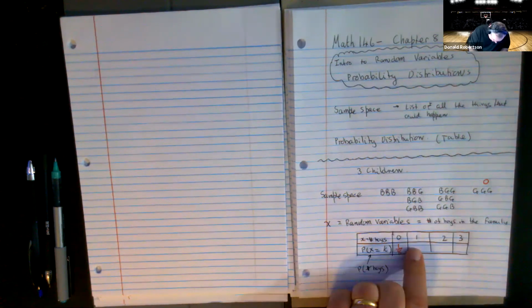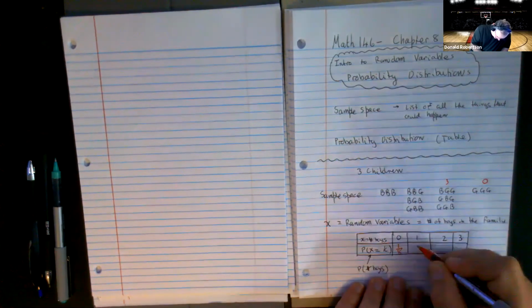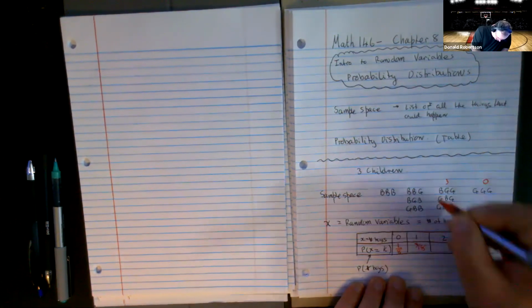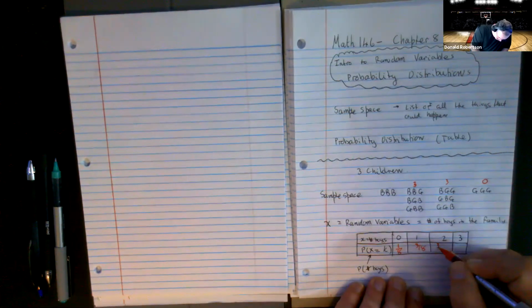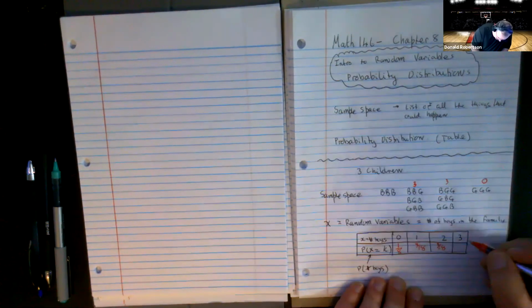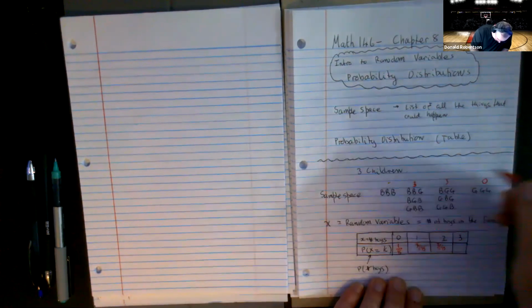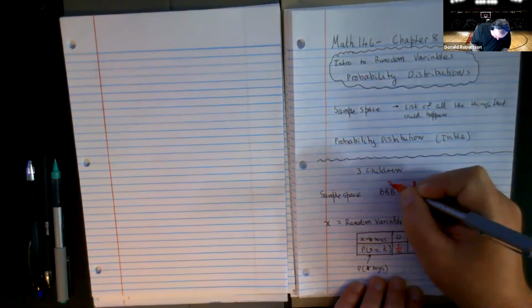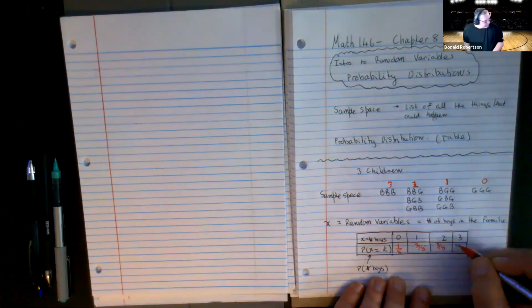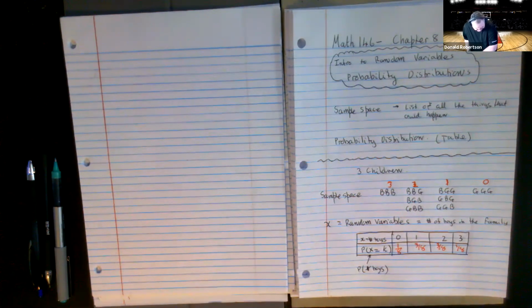Now, if you're looking at 1 boy, it can happen 3 ways. And if you want 2 boys, it can happen 3 ways. And if you want nothing but boys, 3 boys, that can happen... what am I putting, 0? Yeah, sorry. 0, 1, 2, 3. And that can happen 1 way. And this is called a probability distribution.